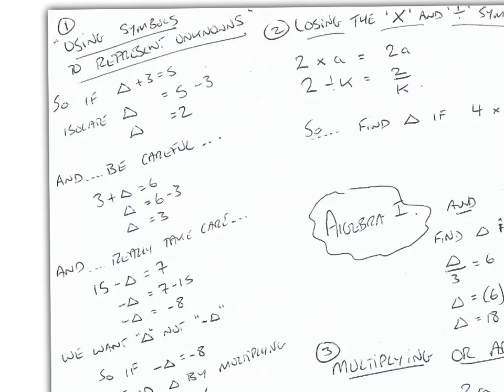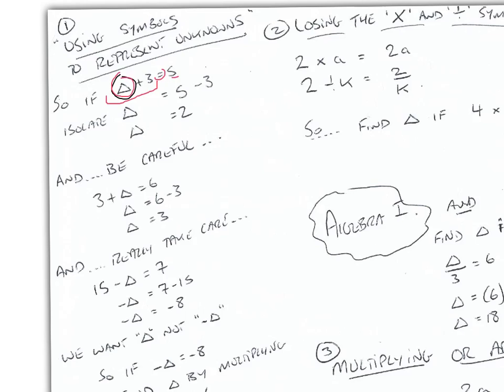So let's start the chapter by looking at how to find the value of a symbol, an unknown, when it's expressed in an equation where something on one side of an equal sign equals something on the other. So we're going to look to solve the equation if we can find the value of the triangle here.